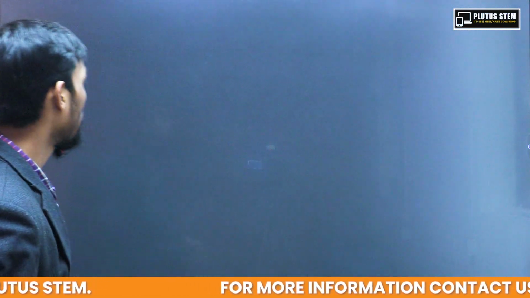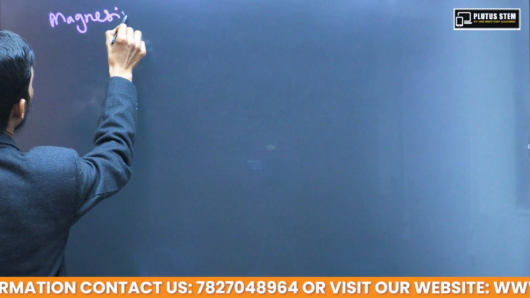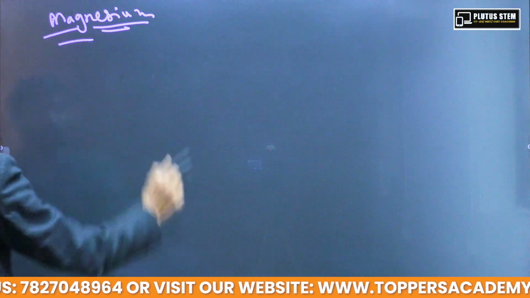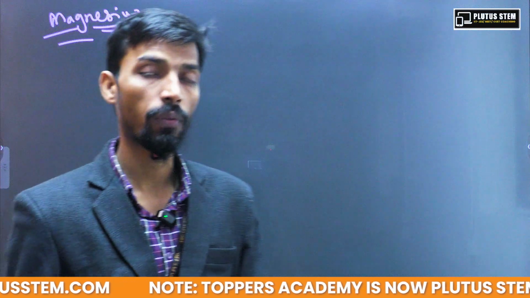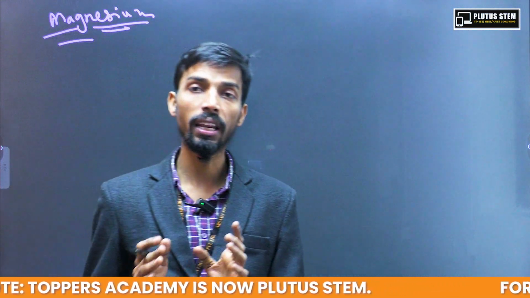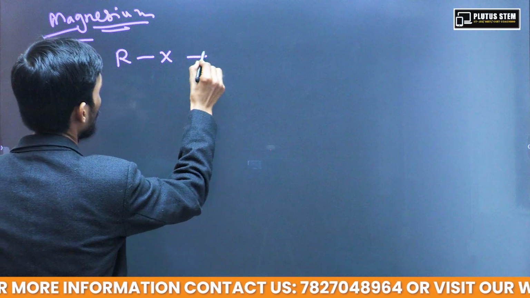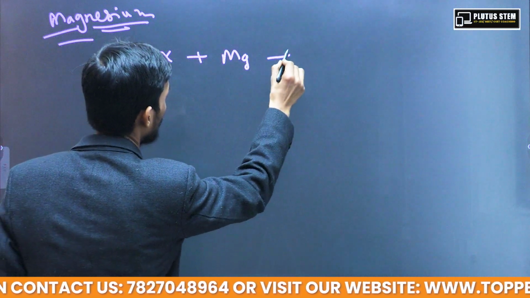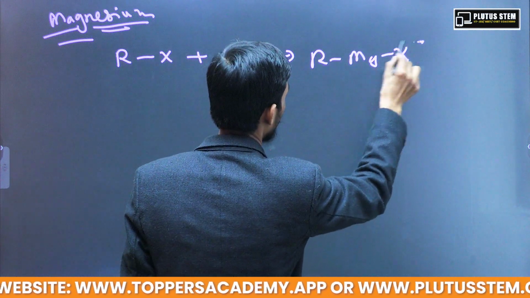So in the case of another metal, that is magnesium, it is going to give a very interesting and important reagent, that is a Grignard reagent. By the reaction of this alkyl halide with magnesium metal in the presence of dry ether, we are going to get a very famous reagent, that is Grignard reagent. So RX when reacted with Mg, it will give us RMgX.